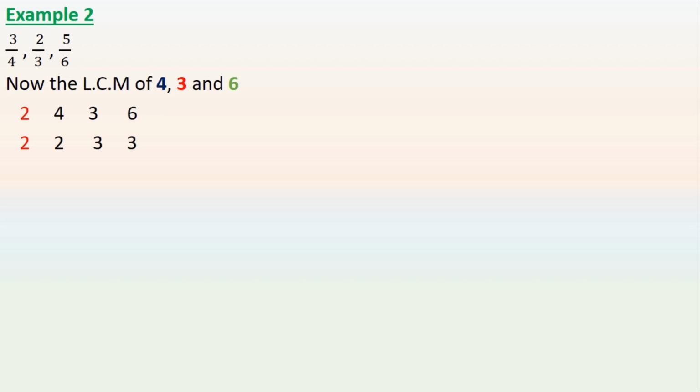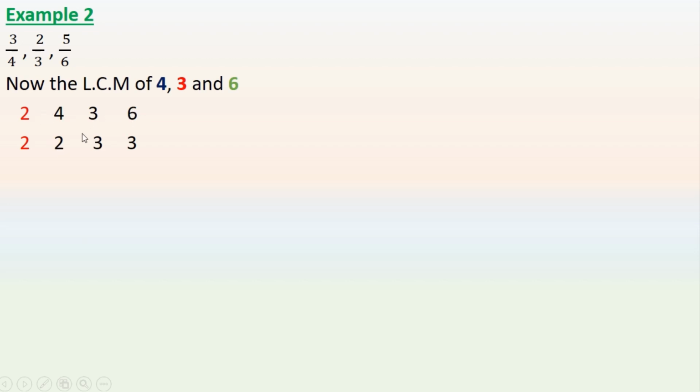The first one, I have 4, followed by 3, followed by 6. One may ask, what digit can divide 4, 3, and 6? 2 can divide 4 and 6, so I'll begin with the 2. 4 divided by 2 gives me 2, and I'll repeat my 3 down.